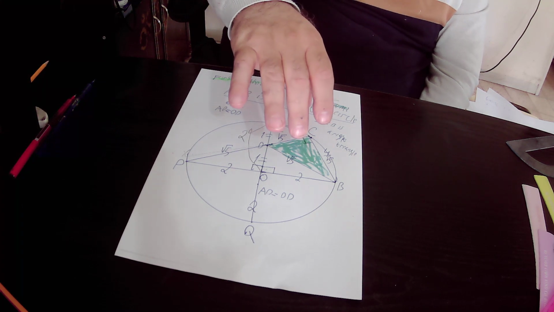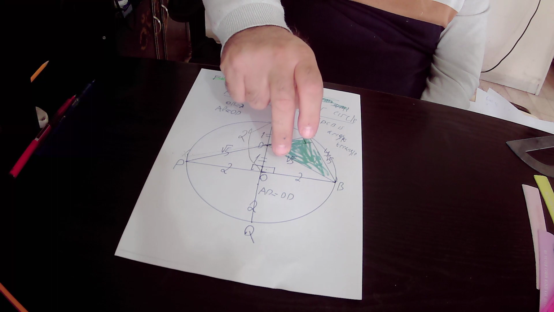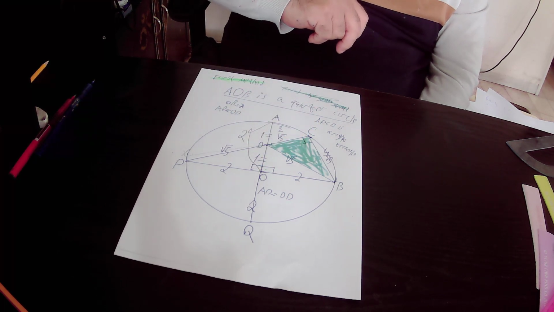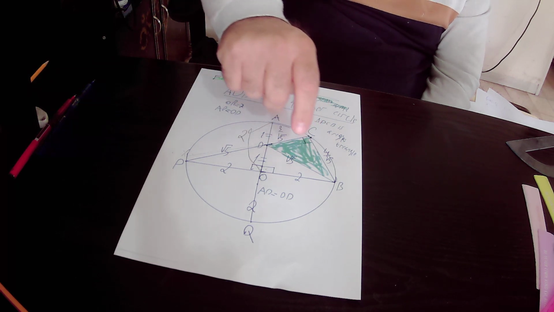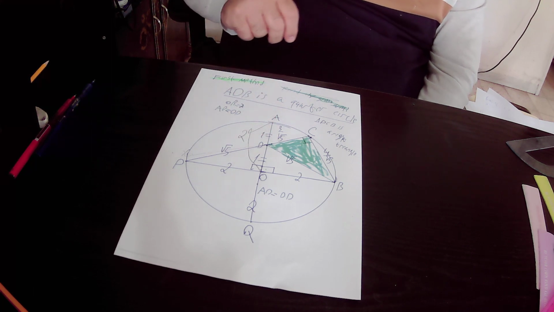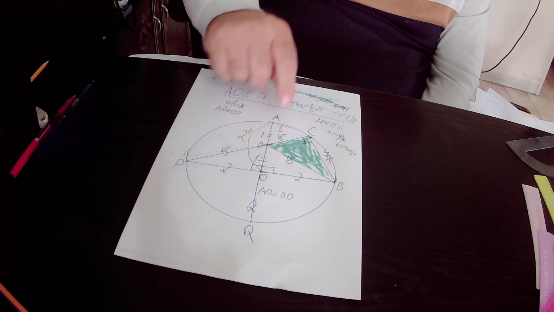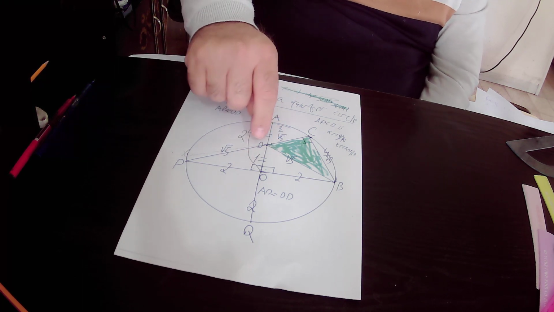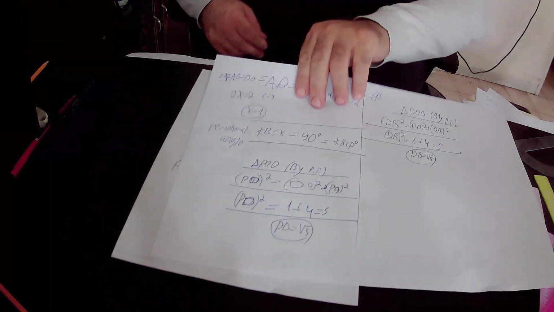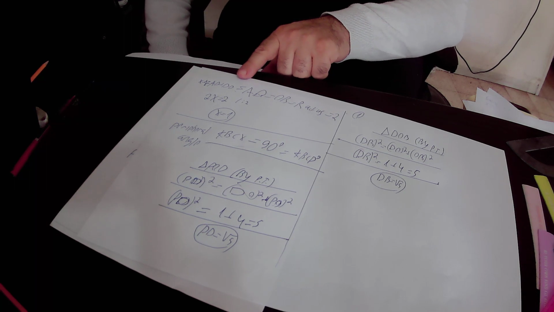Because this is a quarter circle AOB, this angle equals 90 degrees, point O is the center of the quarter circle, and the radius OB equals 2 units, therefore the radius AO is also 2 units. And here we know that AD equals DO, and AO equals AD plus DO.